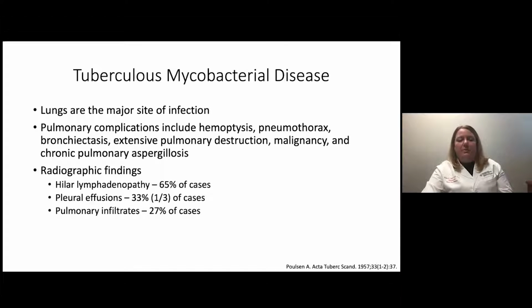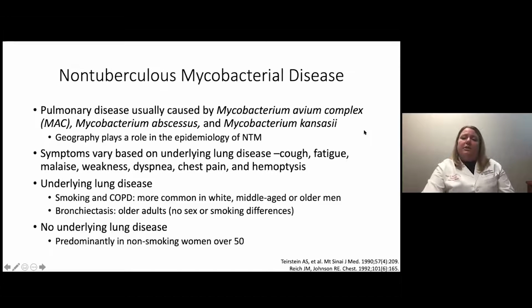Radiographically, when we're talking about tuberculosis infections, patients often present with hilar, or around the central airways and mediastinum, lymphadenopathy. That's in about 2/3 of cases. About 1/3 of cases will have pleural effusions, and then about 25 to 30% of people will have actual pulmonary infiltrates.